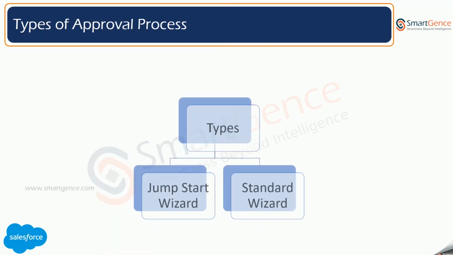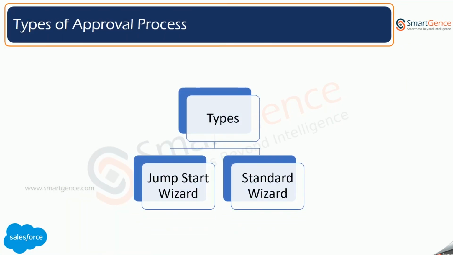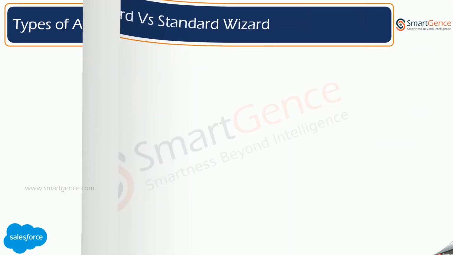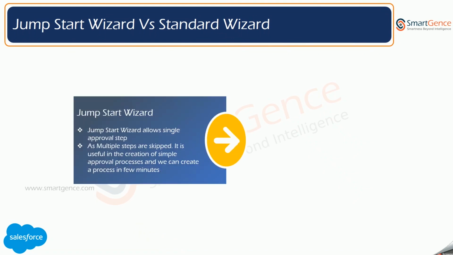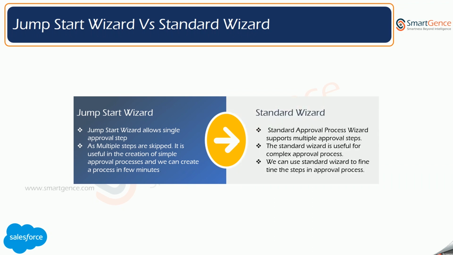So there are two different types of approval process: Jumpstart Wizard and Standard Wizard. We can define an approval process using a Jumpstart Wizard or Standard Wizard, right? The difference is that the Jumpstart Wizard allows a single approval step. Since it doesn't allow multiple approval steps, it is useful in creating very simple approval processes, and we can create a process literally in a few minutes. Whereas the standard approval process wizard supports multiple approval steps and is useful for complex approval processes, unlike the Jumpstart Wizard.